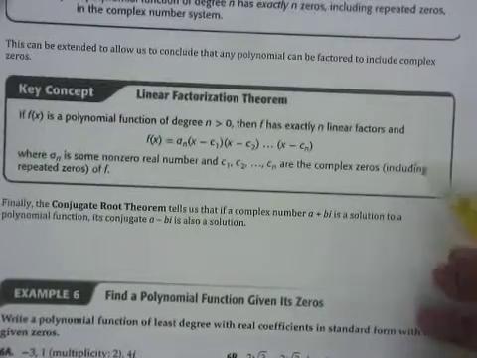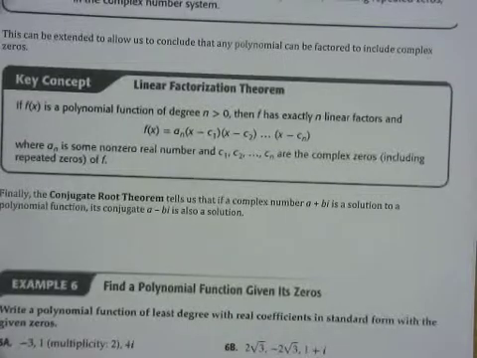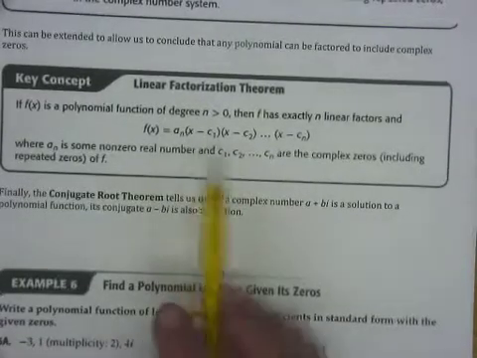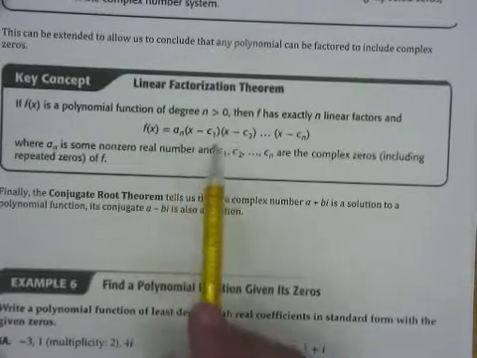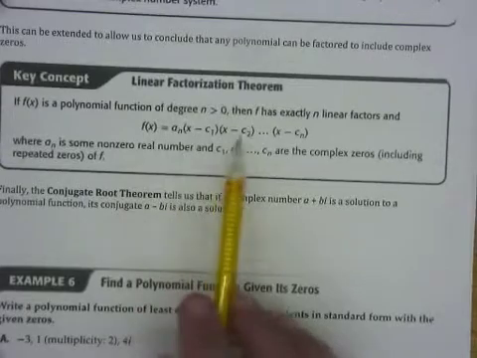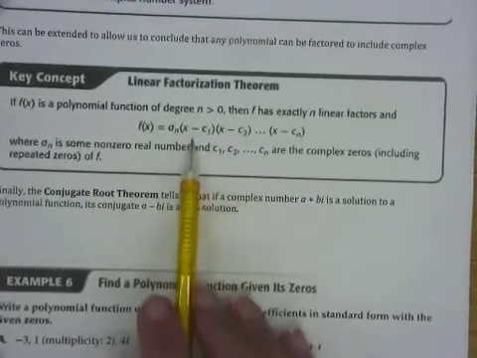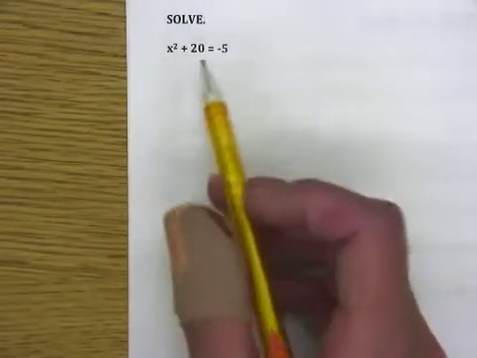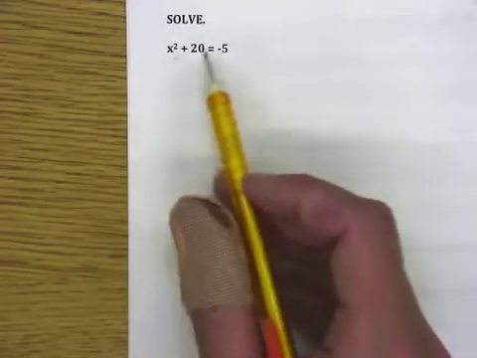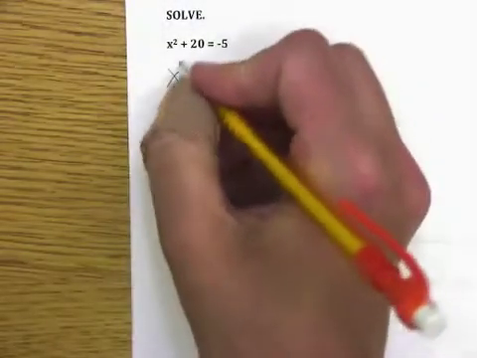So when we take that and we extend it to talking about the factorization of a polynomial, we see that we can express a polynomial as the product of a bunch of linear factors, x minus the zeros of a polynomial function. When I go to solve this equation, I realize that it's a quadratic. However, I don't have an x term, so probably the easiest way to solve this equation is to get the x squared by itself by subtracting 20 from both sides.